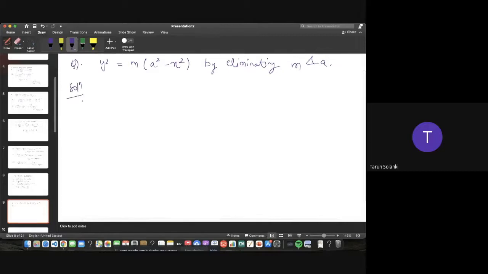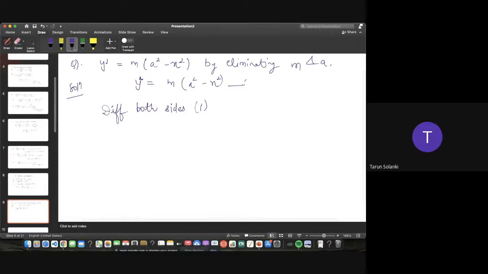So now we are going to solve this. We are given y squared equals m(a squared minus x squared). Since the given equation contains two arbitrary constants, we shall differentiate it two times and we shall get a differential equation of second order. So now, differentiating both sides.